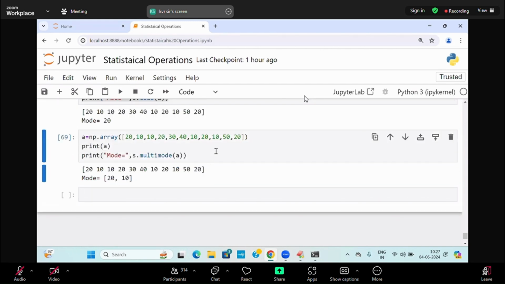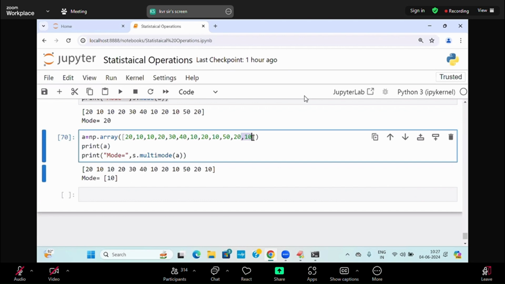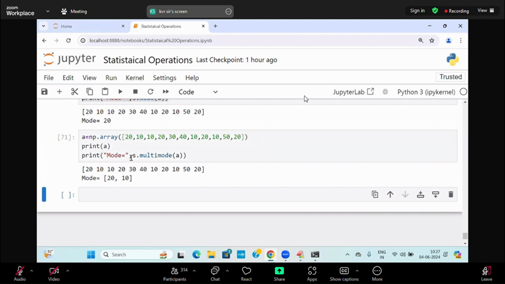Are you getting it? Suppose there is one extra 10, that time only 10 will come, because 10 has more occurrences. I hope you are following me. Are you following this multimode? So how many functions are there in statistics now? Mode and multimode. What is the difference between mode and multimode?